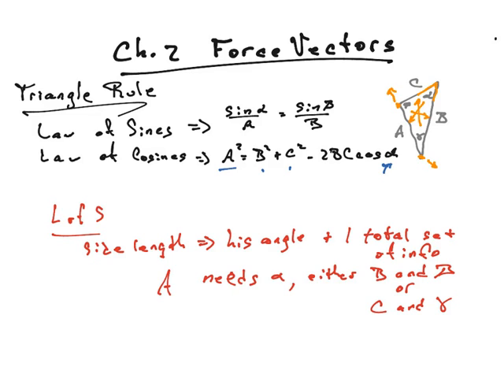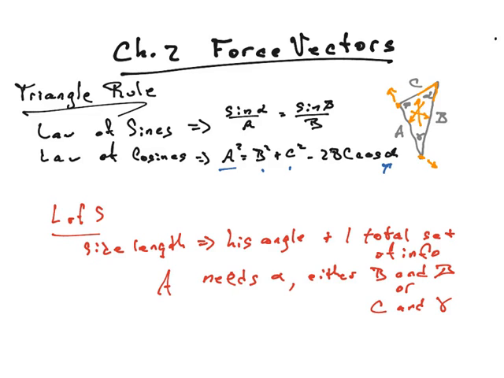Anytime you want to use law of sines, then whatever it is you're looking for, you need the other piece. So if you're looking for the side, you need its angle. If you're looking for the angle, you need its side. But then, on top of that, you also need one whole set, a side with its angle.